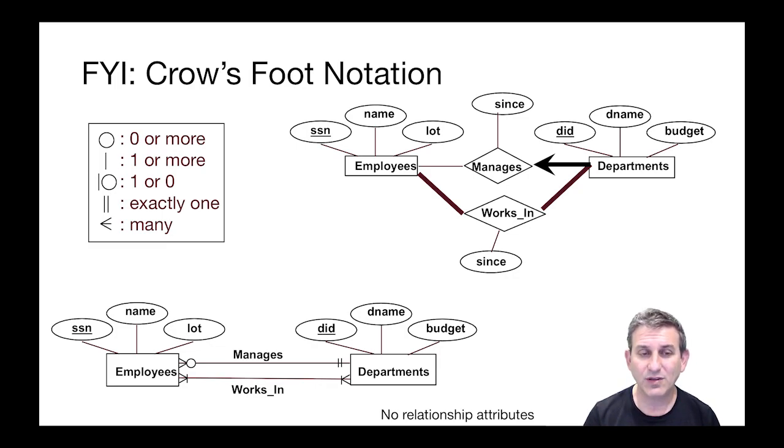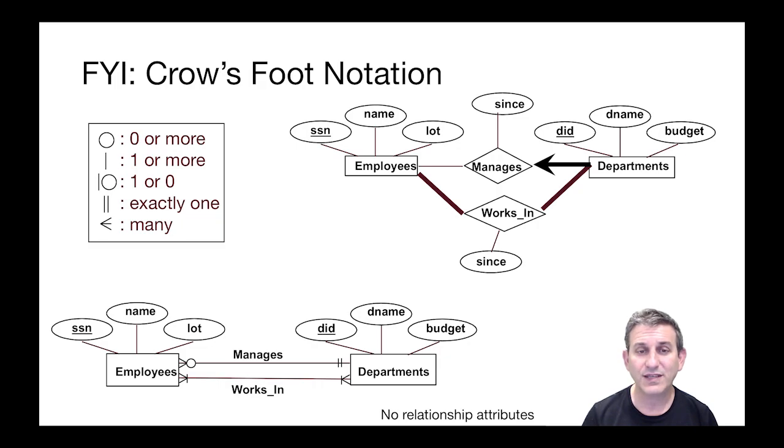Okay? Similarly, you can see the bold edges for works in being represented as crow's feet with a 1, which means 1 or more, possibly many, participation in both sides of that works in relationship. Okay, so crow's foot notation is just a different way of writing down the kinds of things we've been writing down up to now. It's a useful thing to know.